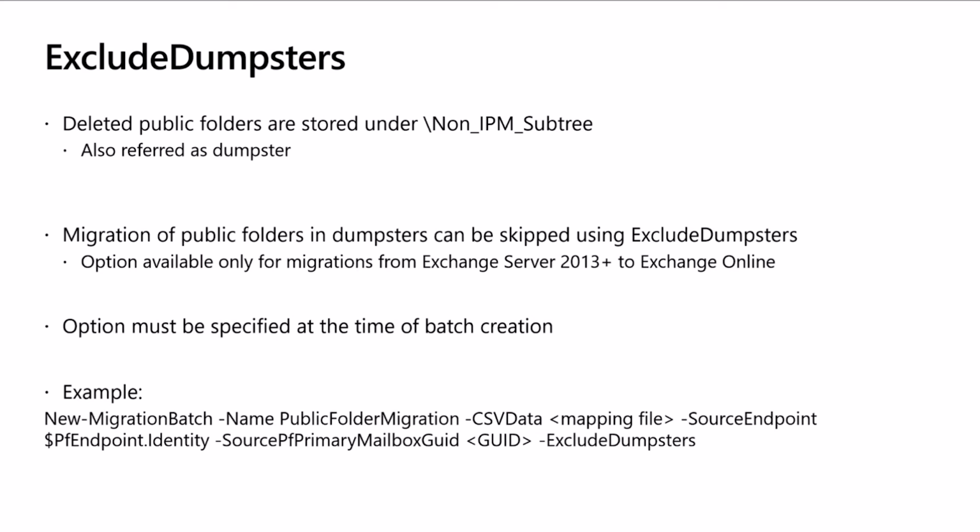Migration of public folders in dumpsters can be skipped using the exclude dumpster parameter. This option is available only for migrations from Exchange 2013 or higher to Exchange Online. The option must be specified at the time of migration batch creation. Following is an example of specifying the exclude dumpster option during the batch creation.